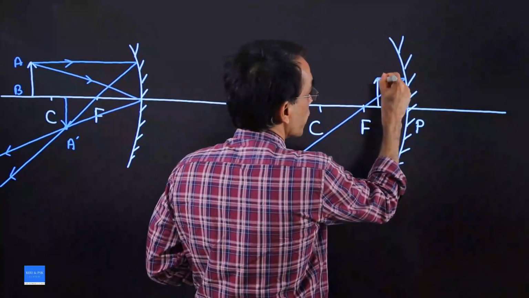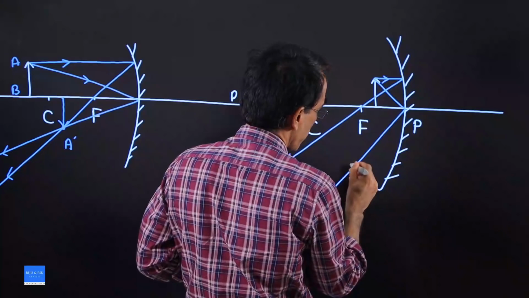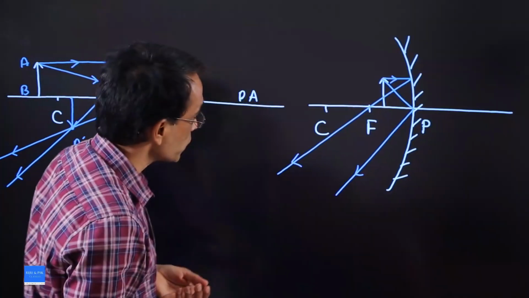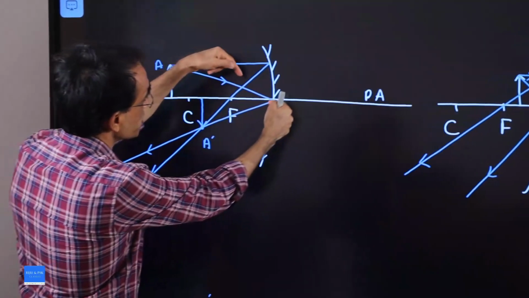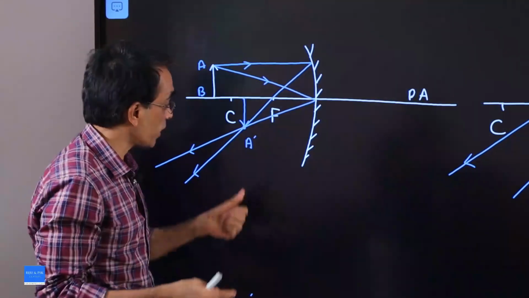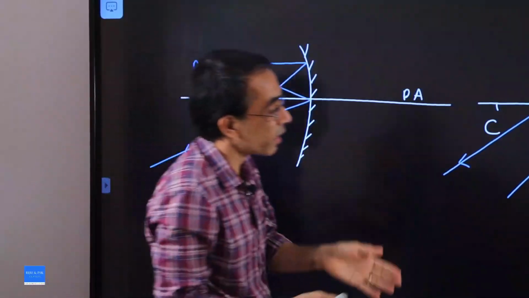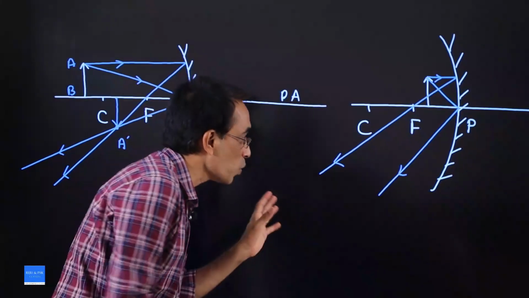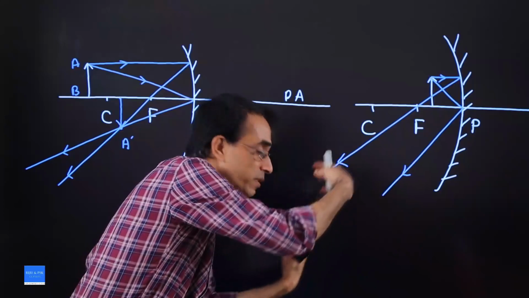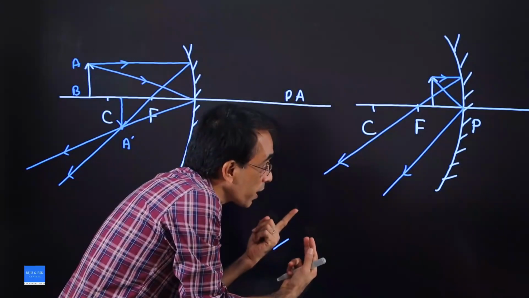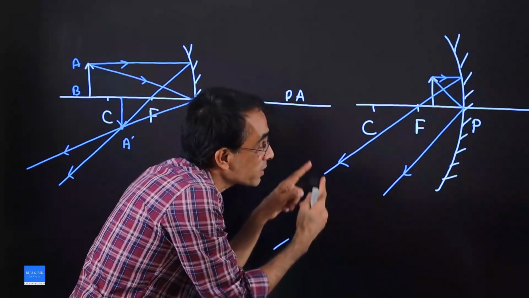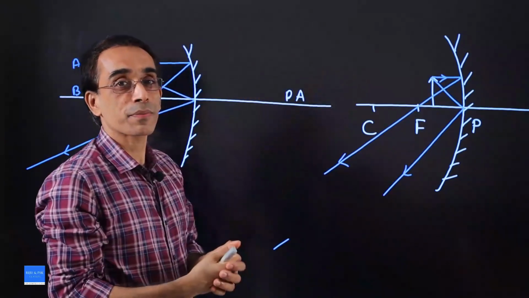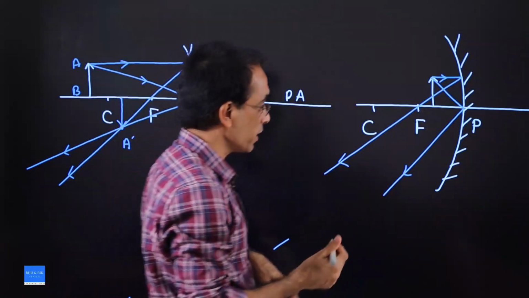The other one will go to the pole and make an equal angle and will go like this. Now we should see that in the previous case these two light rays were converging and they could meet at a point, but here they are diverging, they can't meet. So the person who is watching or receiving this light will experience these rays as coming from behind the mirror. So how do we get that mathematically?